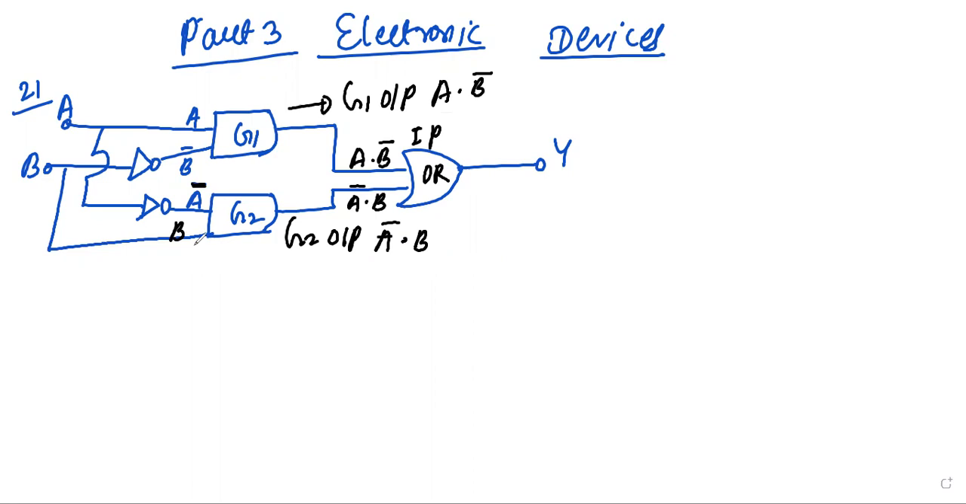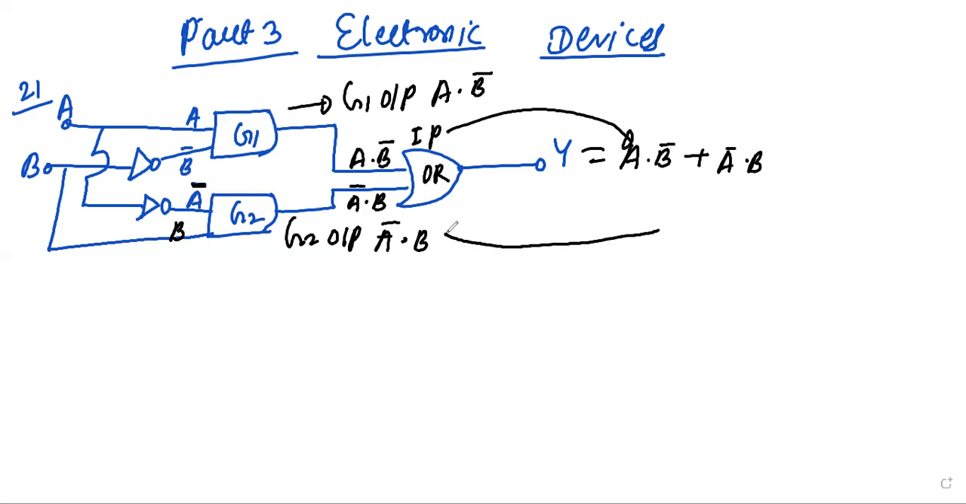So what will be the output now? The OR gate is the addition of the two inputs. So it is A dot B bar plus A bar dot B. Right here this input and right here this input, so the addition of those will be the output of the OR gate, right? So this is the explanation. It was asked in 2018 in NEET. The weightage of electronic devices is more, it's 8%, right? So let's see the next sum.